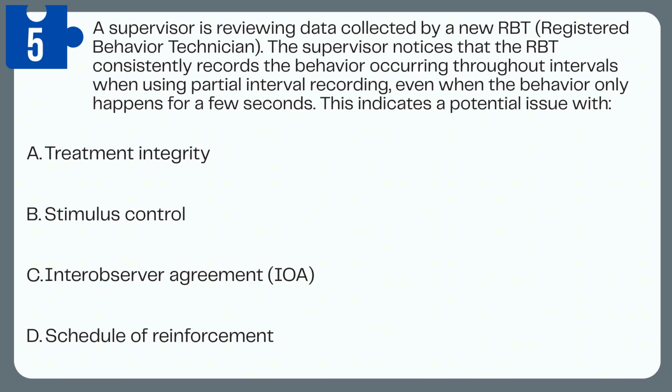Question 5. A supervisor is reviewing data collected by a new RBT, registered behavior technician. The supervisor notices that the RBT consistently records the behavior occurring throughout intervals when using partial interval recording, even when the behavior only happens for a few seconds. This indicates a potential issue with A. Treatment integrity. B. Stimulus control. C. Inter-observer agreement, IOA. D. Schedule of reinforcement.